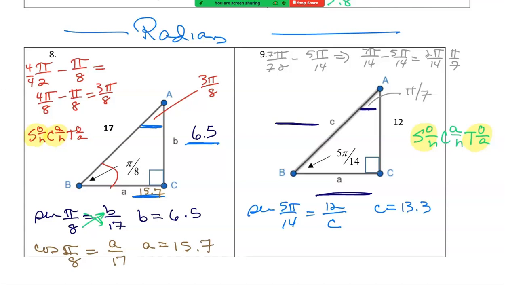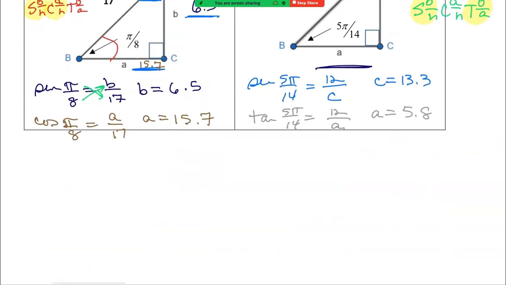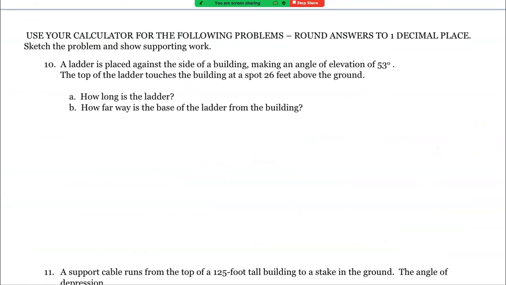Then move to your tan. The tan of the angle they gave me equals opposite, and that's going to be the 12 over the A that's missing. Cross products again, and you get 5.8, and we're done. That brings us to 10.